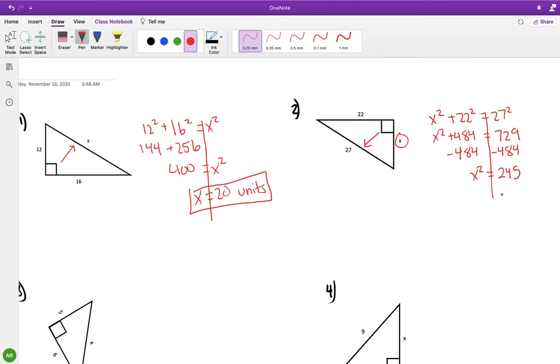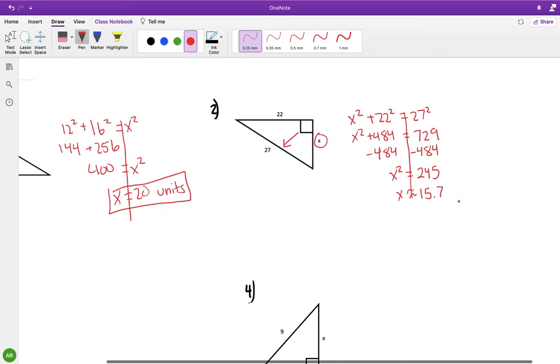245. I know that 15 squared is 225, so I think we're going to be somewhere in that ballpark when we find the square root. Yeah, this is going to be approximately 15 and 7/10 of a unit. So once again, just remember to include that unit there. I'm not going to be a stickler on your test. I'm not going to make you retake a test because you forgot to write the word unit or units down, but I can't guarantee your future math teachers won't see it the same way.